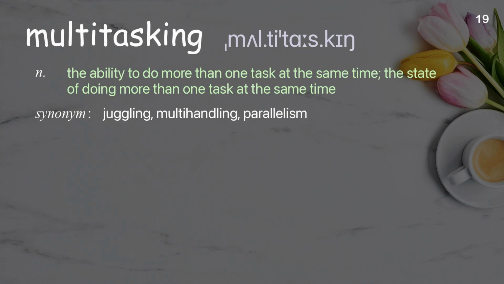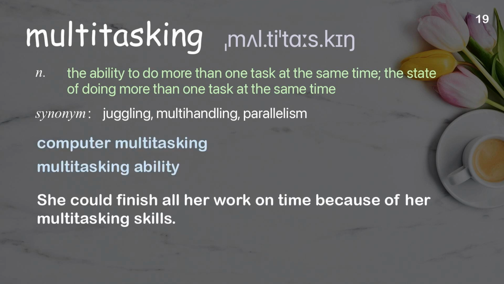Multitasking. The ability to do more than one task at the same time. The state of doing more than one task at the same time. Examples: Computer multitasking. Multitasking ability. She could finish all her work on time because of her multitasking skills.